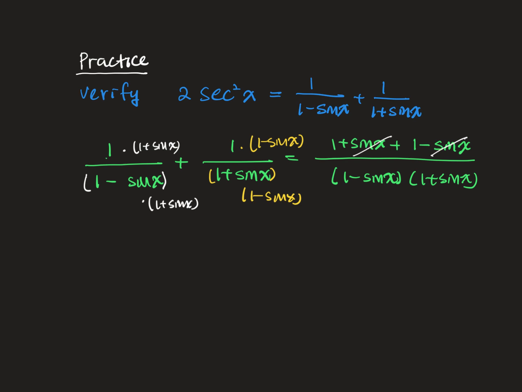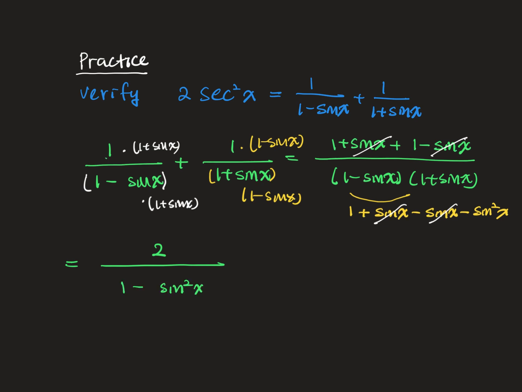Everything make sense? Okay, sine x cancels out with sine x. So the top is simplified already. That's the 2. What is the denominator? Let's simplify the denominator. Expand it: 1, sine x, minus sine x, minus sine squared x. The middle part is gone. So you have 1 minus sine squared x.